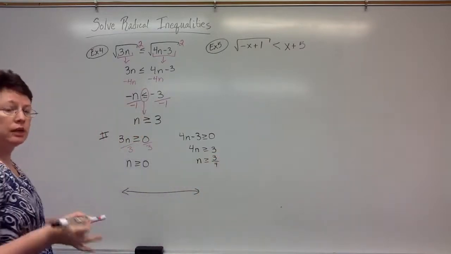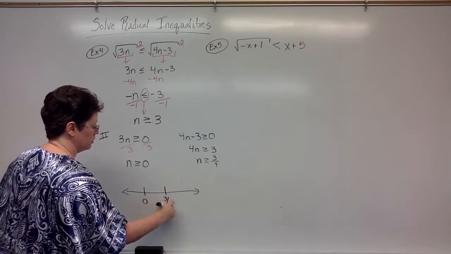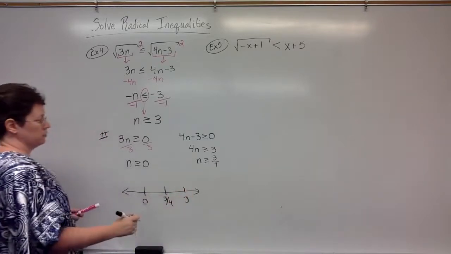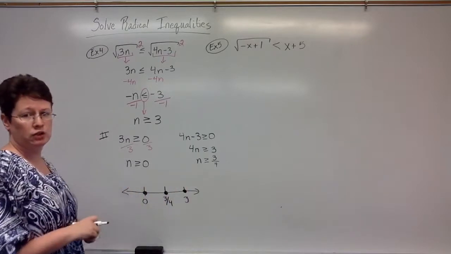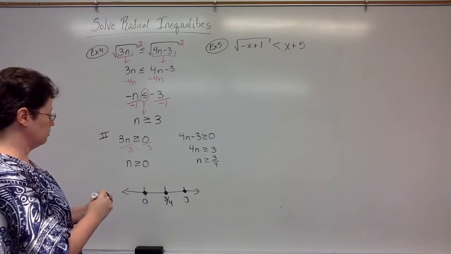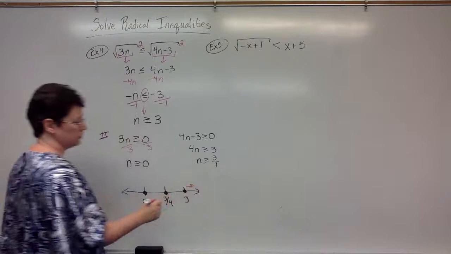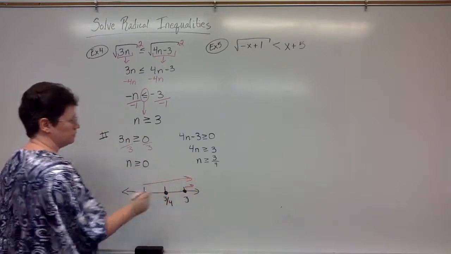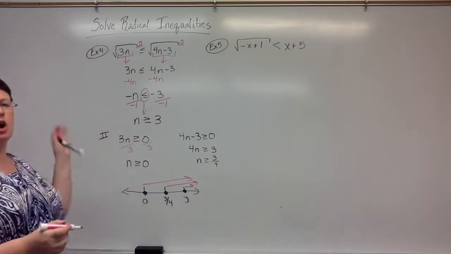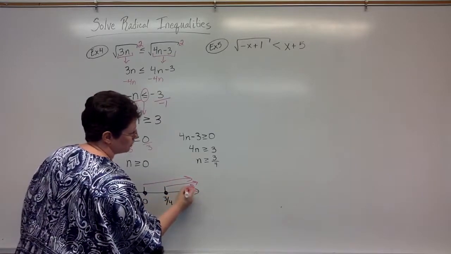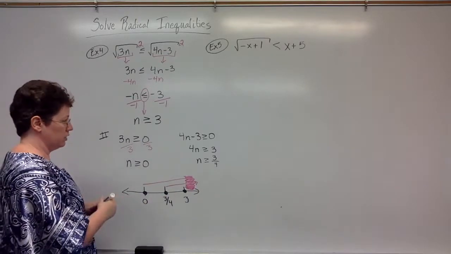So put them on the number line in order. I have a 0, I have a 3/4, and I have a 3. They all get closed dots. Now the tricky part, figuring out which way to shade, right? So, for my 3, I shade to the right. For my 0, I shade to the right. For my 3/4, I shade to the right. Which area has all the shading? Just over here. That area has all the shading. So it's everything greater than 3.